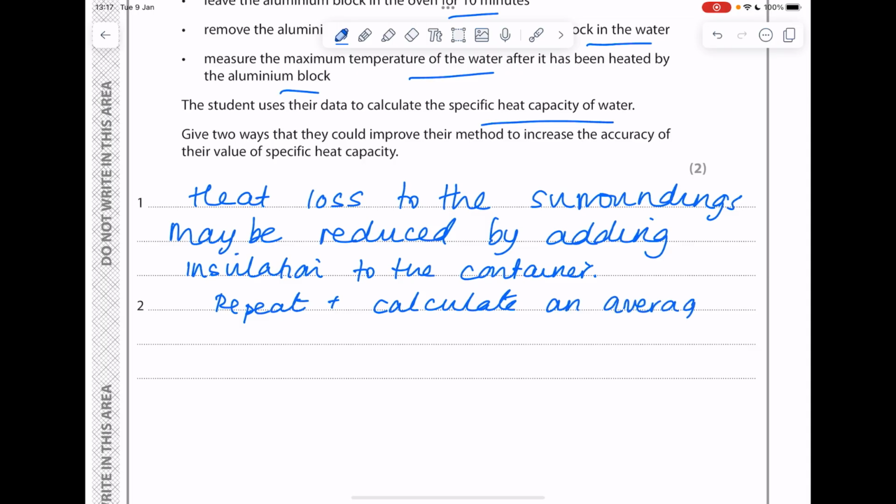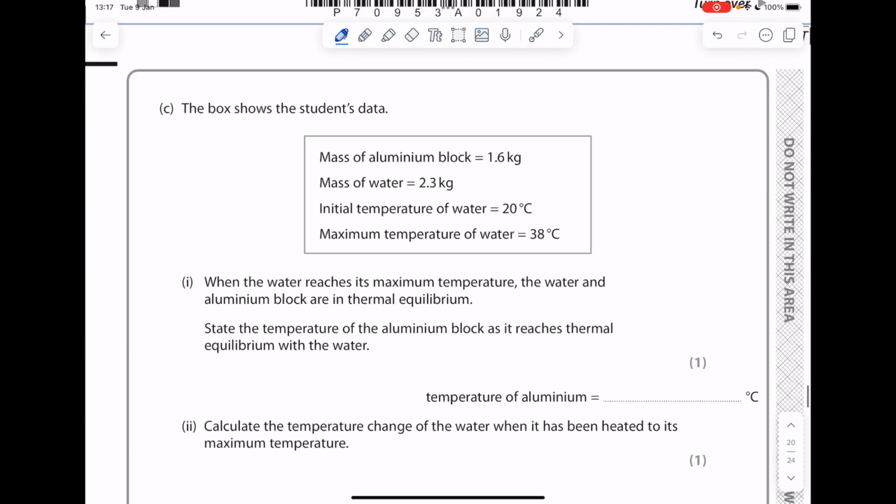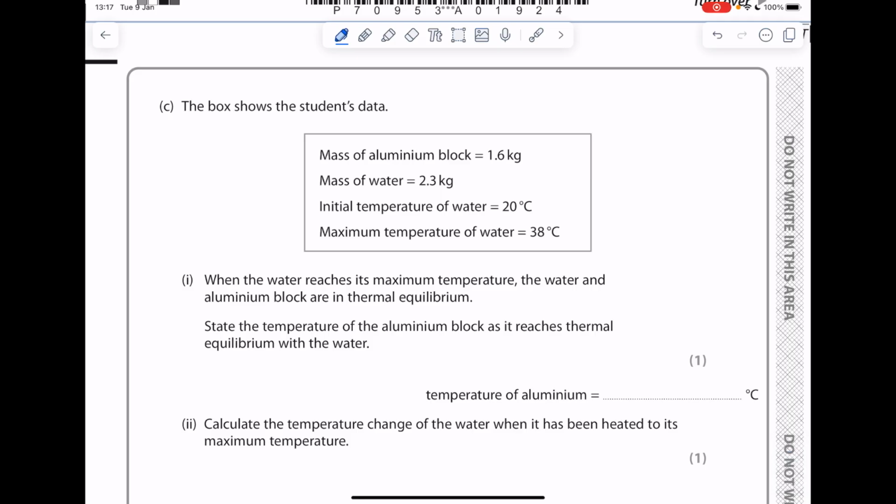You could have also said leave the block in the oven for longer, check that it's definitely 220 degrees, transfer the block from the oven to the water as fast as possible, place a lid on the container. Again, that will help prevent heat loss. Very similar to the specific heat capacity questions in chemistry involving polystyrene cups.